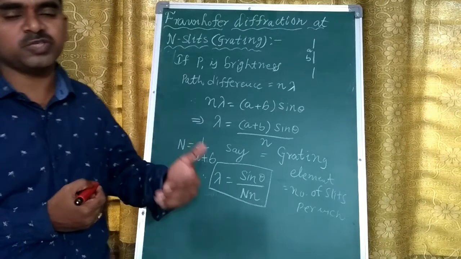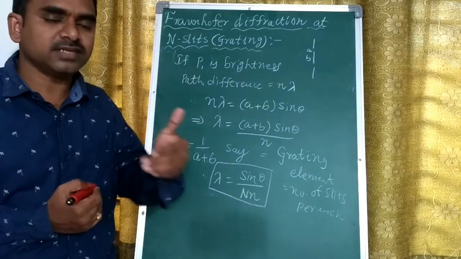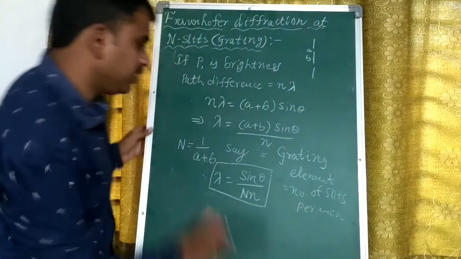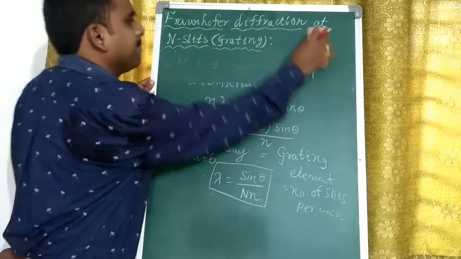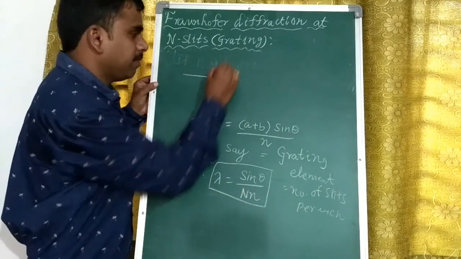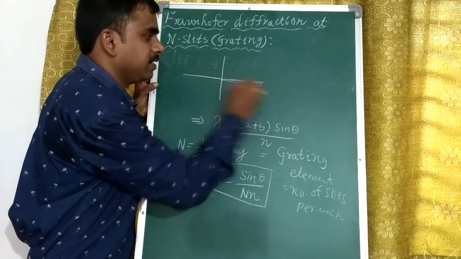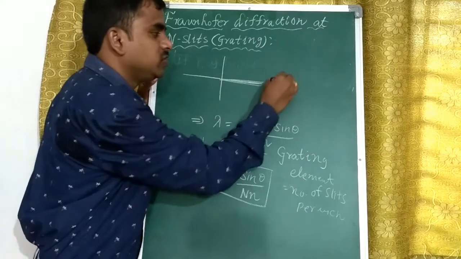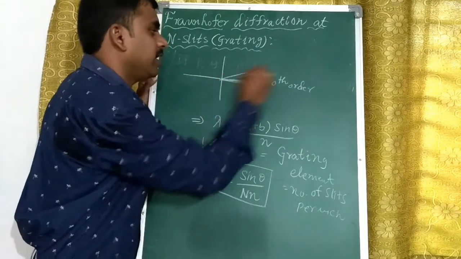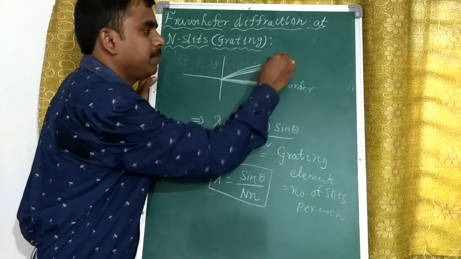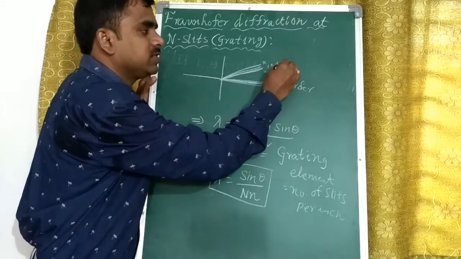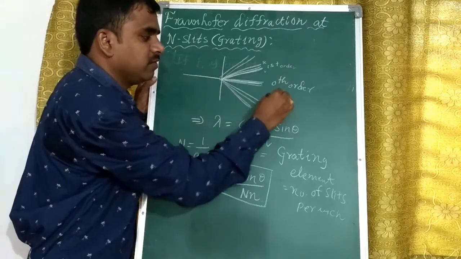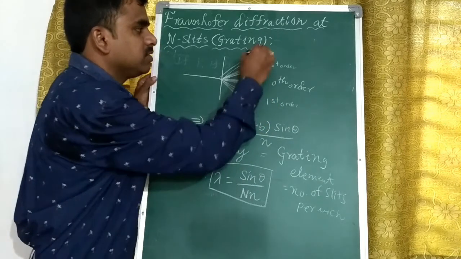That is also called the principal maxima or central maxima, also called zero order. I hope you understood this equation. Now, this is the white light passing through the grating. Like this, it is called the principal maxima or zero order. Then if we take one direction, it may be the first order, violet to red. On both sides we get the first order, and this is the second order.